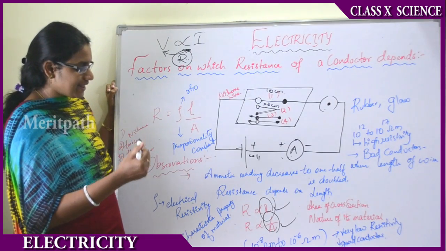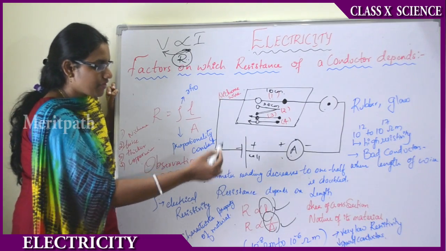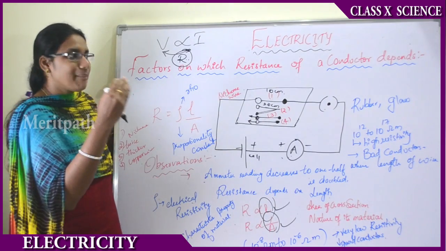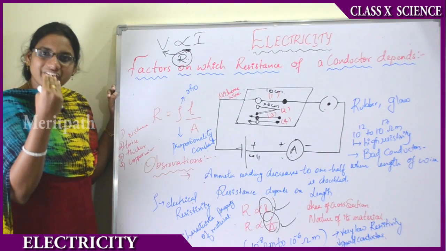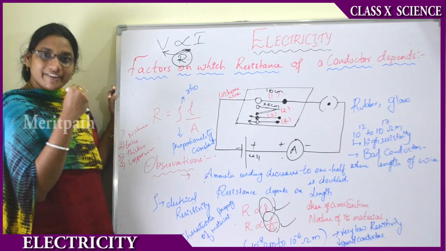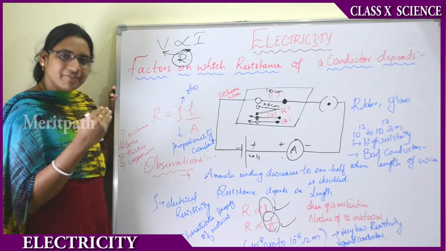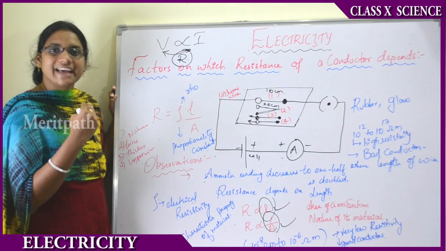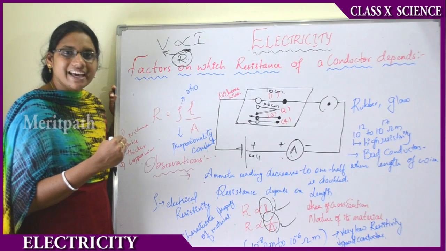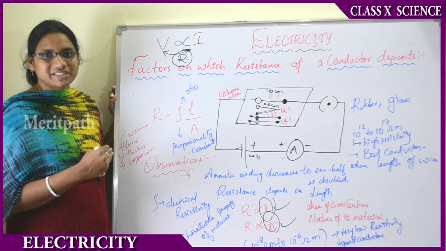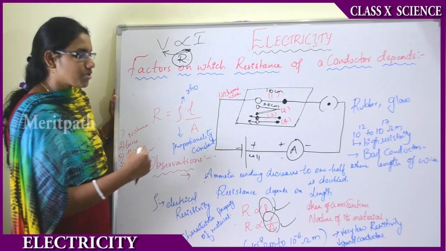Now we see that the ammeter reading decreases to 1.5 when the length of the wire is doubled. That means the ammeter reading decreases when the length is increased, so the resistance offered is high when the length is more. Therefore, we can say that resistance is directly proportional to the length, and at the same time resistance is inversely proportional to the area of cross section of the conductor. Now let us see the area of cross section.